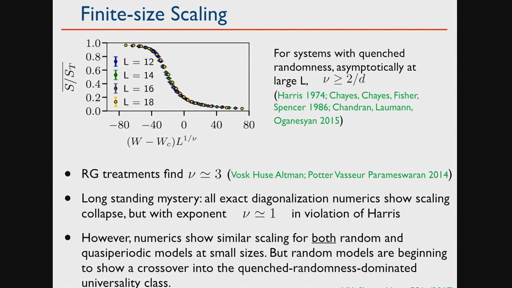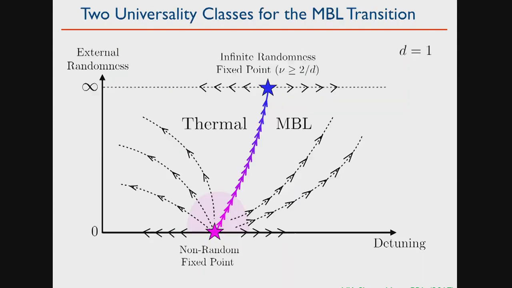What's also surprising is that at these small sizes, they're seeing similar scalings for both random and quasi-periodic models, but the random models are beginning to show a crossover into this disorder-dominated phase. These are generally called Harris bounds on the correlation length exponent, and disorder is a Harris-relevant perturbation, because if you have disorder, your nu has to get pushed up to obey this bound. So one picture for this transition is that you have this non-random fixed point, which is quasi-periodic, and as you add disorder, there's a flow towards the infinite randomness fixed point, which obeys this Harris scaling. Because this is more unstable, it has to be at a larger value of detuning, so the flow is in that direction.